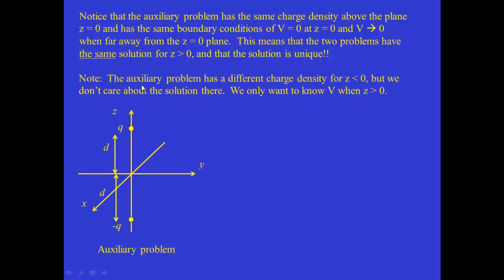Note one thing that is different about the problems: the auxiliary problem has introduced a negative charge below the plate. So the original problem and the auxiliary problem have different charge densities below the plate, but that's not the region that we're interested in. We only care about the solution for V above the plate. So we don't have to worry about this negative charge spoiling the solution.